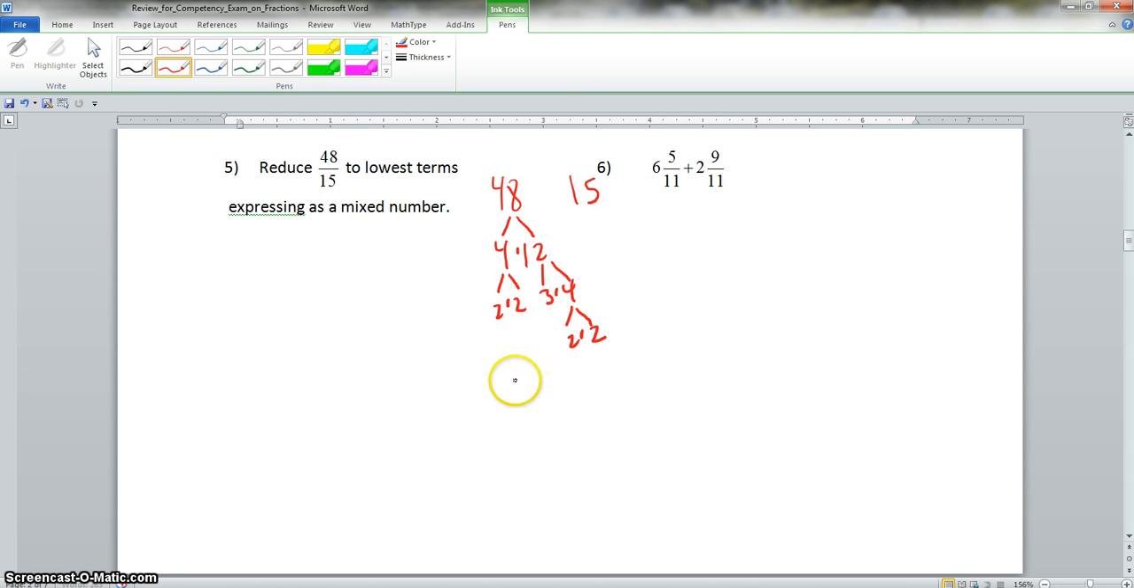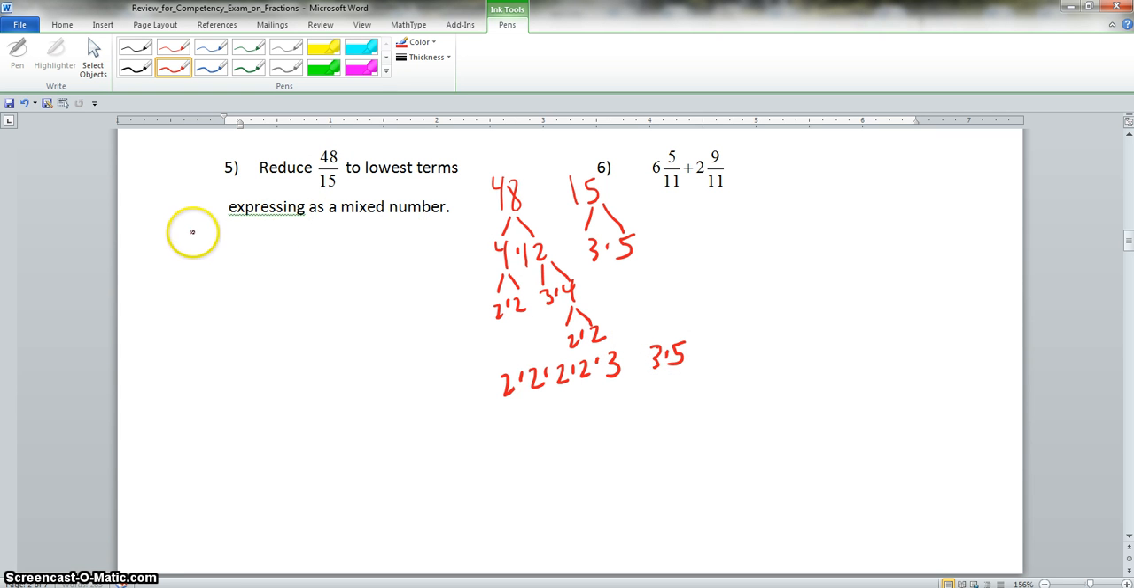So we look here. All of the prime factors of 48 are 2 times 2 times 2 times 2 times 3. That's the prime factors of 48. Now we go here to 15. We have 3 times 5. 3 is prime and 5 is prime. So the prime factorization of 15 is 3 times 5.